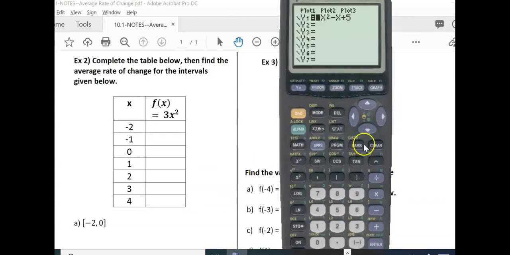We go back to y equals, hit clear to clear that out, and we just put in 3x squared. And then we're going to hit second function, go to table set and change the starting value to -2. So we put -2, enter. And then we're going to go to second function table, oops, not the graph. Second function graph. And -2 is 12.